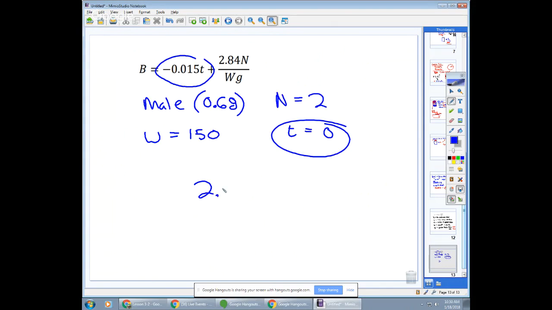So that would be 2.84 times the 2 drinks divided by, and just to be safe, I'm going to put parentheses around the numerator, parentheses around the denominator, their weight, 150, times their gender factor, 0.68. So let's see if we can all agree on what their initial blood alcohol is after finishing that second beer. Try to whip that out on your calculator, see what you get.